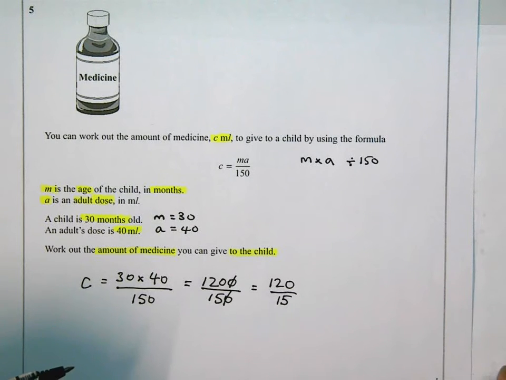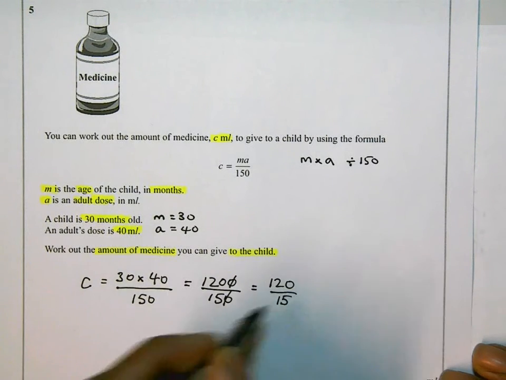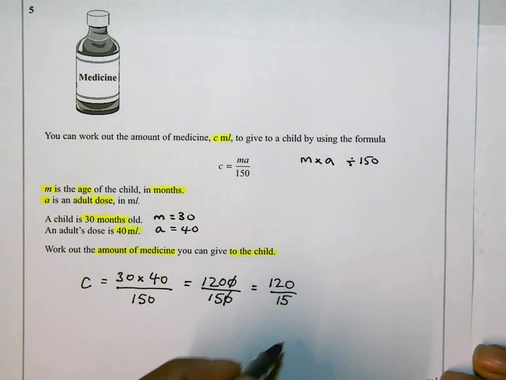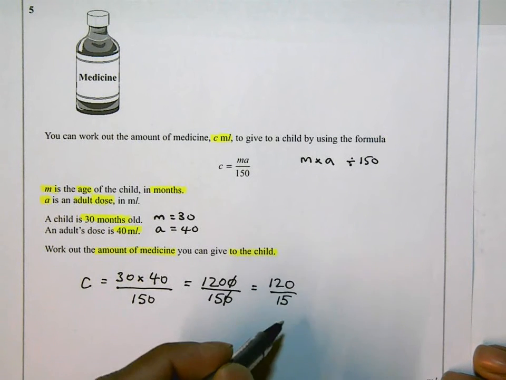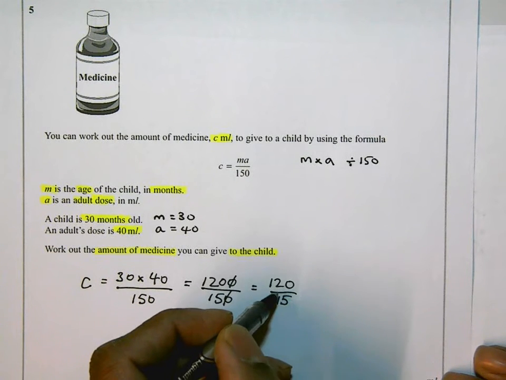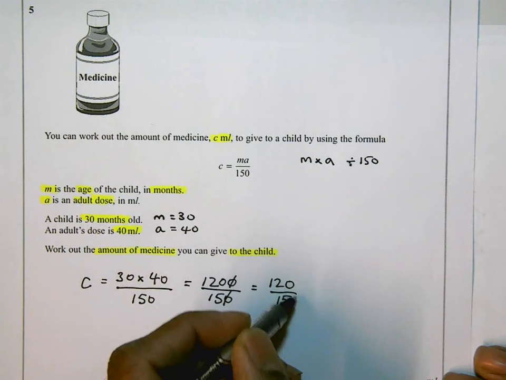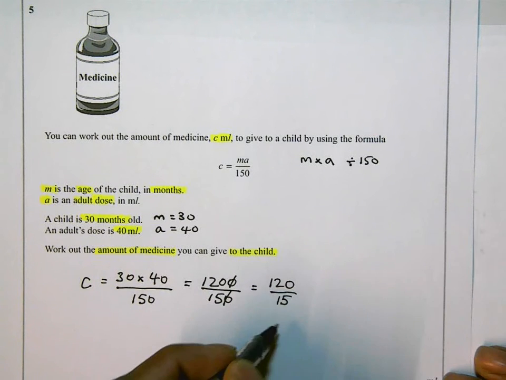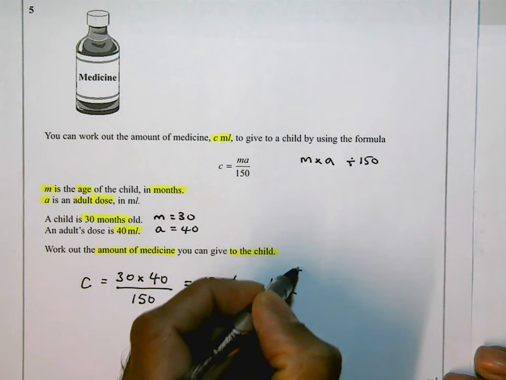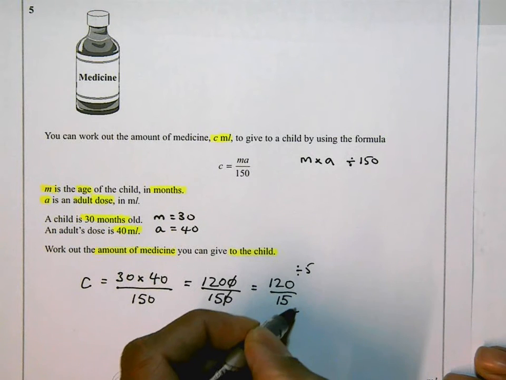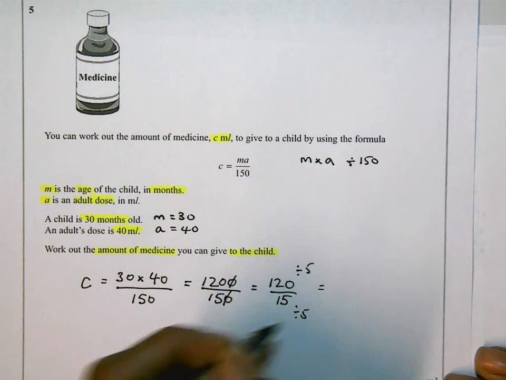You could either simplify this even some more, so treat it like a fraction. Think about the numbers that could go into each. So what number goes into 15 and 120? I could divide both of them by 5. I could divide that by 5, and I could divide that by 5. 15 divided by 5 is 3.